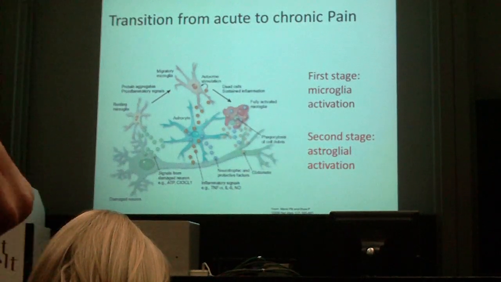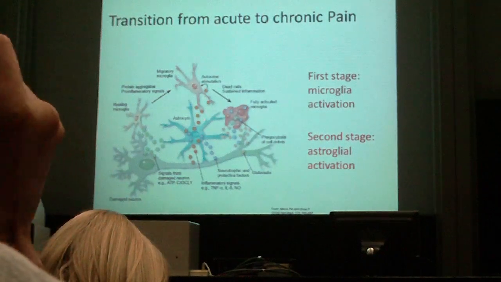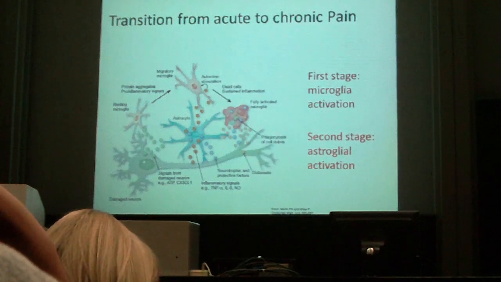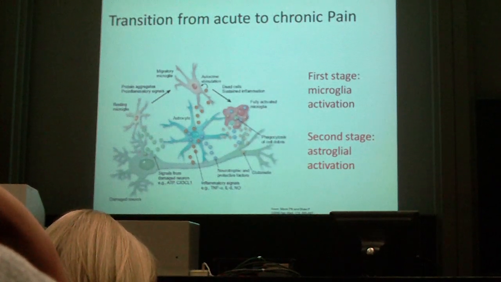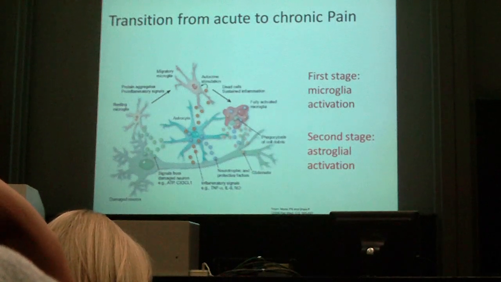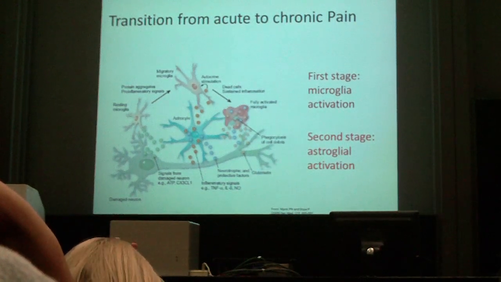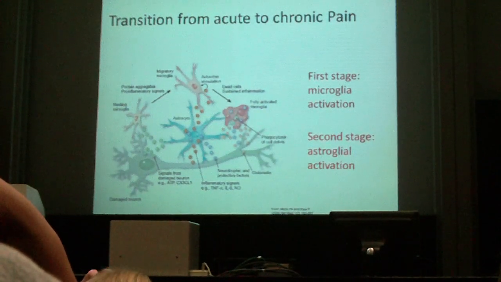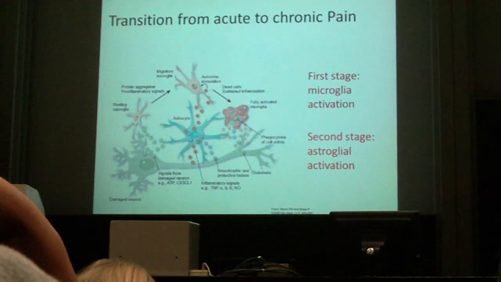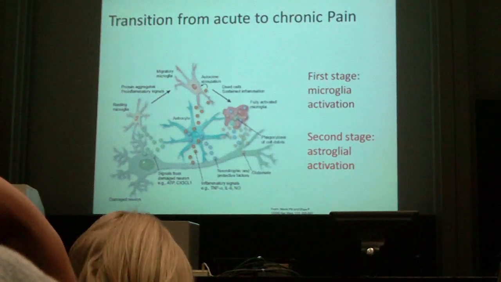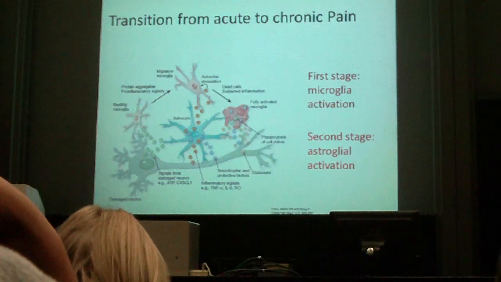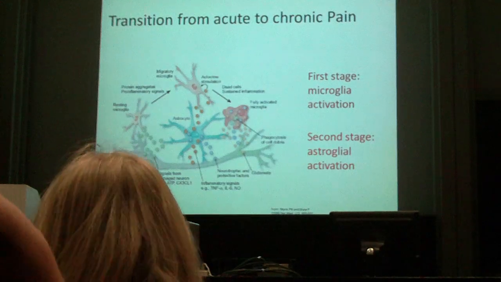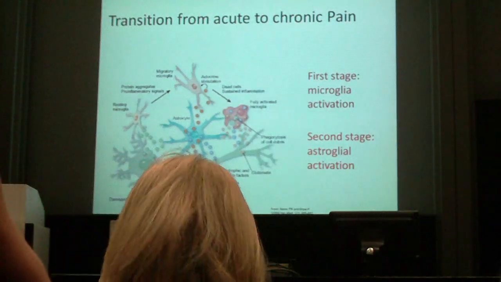They also activate the astroglial cells. They communicate with the astroglial cells. The astroglial cells do not respond that fast. They depend on the microglial cells. So the microglial cell releases factors, which eventually activates the astrocytes. And so the concept now is that for initial pain responses, the microglial cells are very important. So the onset of pain, the onset of the central sensitization. Whereas the astroglial cells are very important in the chronification of pain, the transition of acute to chronic pain.